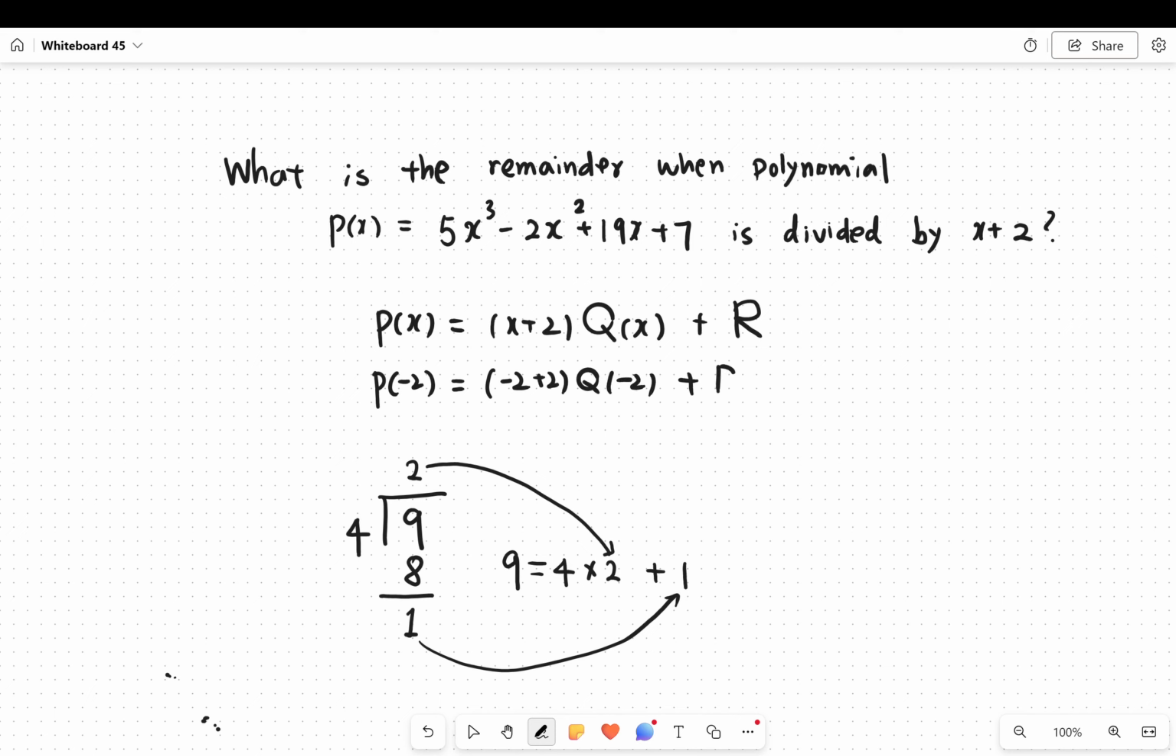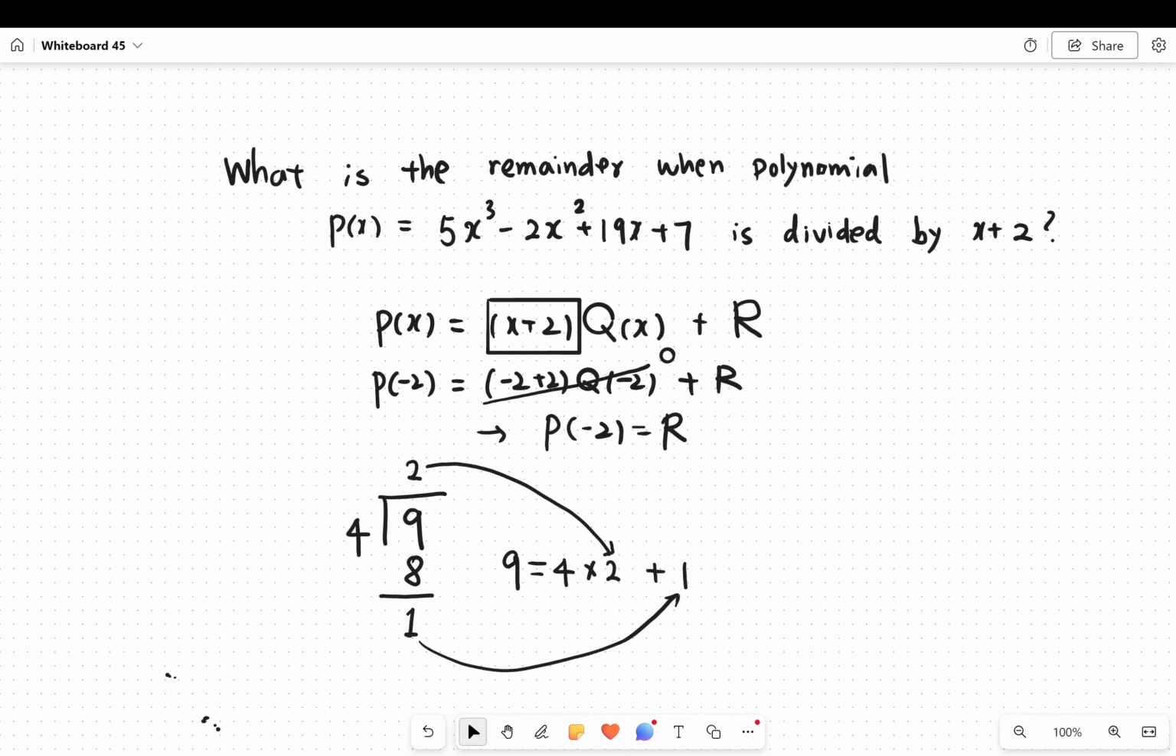You might have a question: where does -2 come from? This -2 comes from how to make x plus 2 become 0. So if you have x plus 3, you're going to plug in -3 on both sides. The reason is that this whole thing becomes 0, because -2 plus 2 becomes 0, multiplied by q of -2 becomes 0. Then what we can derive, next line, is p of -2 equal to r.